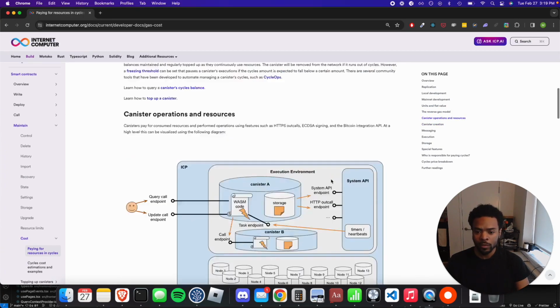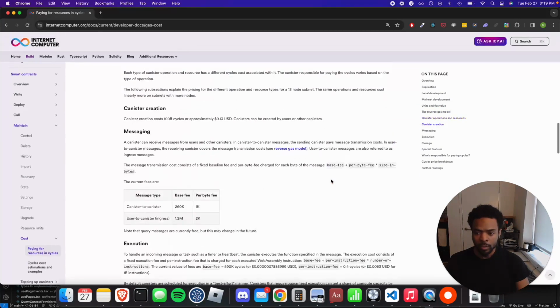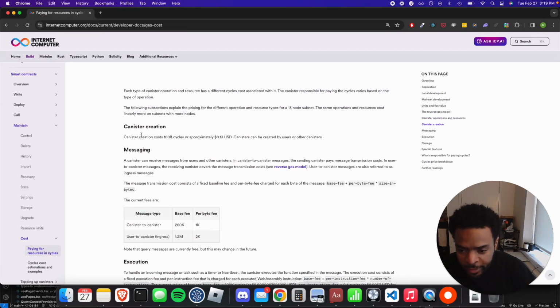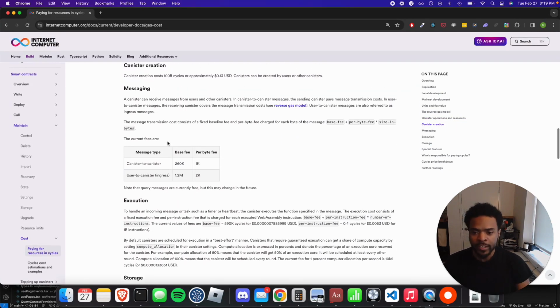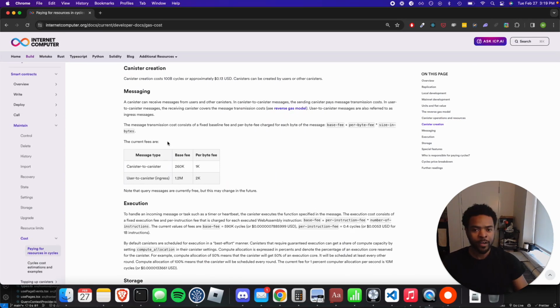Okay, so yeah, let's start here with Canister Creation. So the first thing that you'd be paying for in cycles is to create canisters.